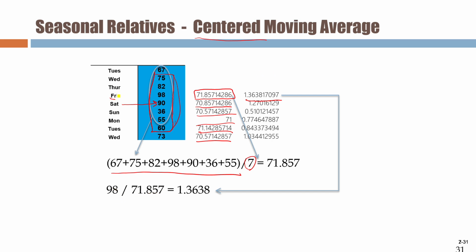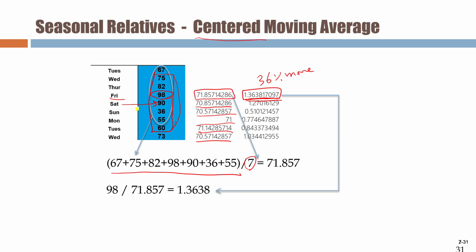So actually on Friday, our sales is 98, but including before and after, the average sales was 71.85. Actually we got 98, which means our sales are happening more. How much more? 1.36, which means it's 36% more.